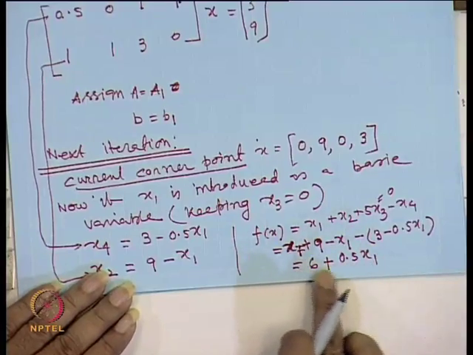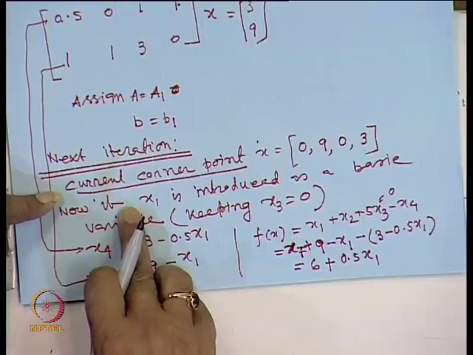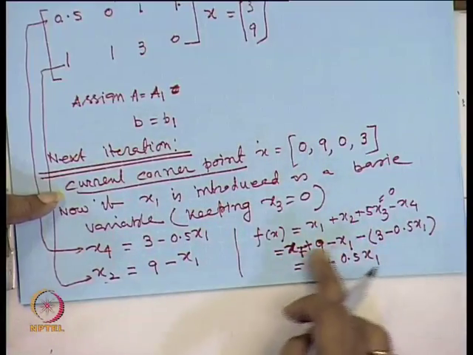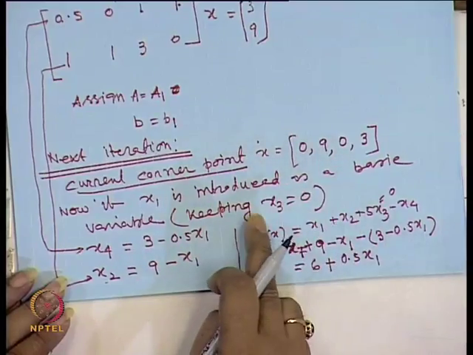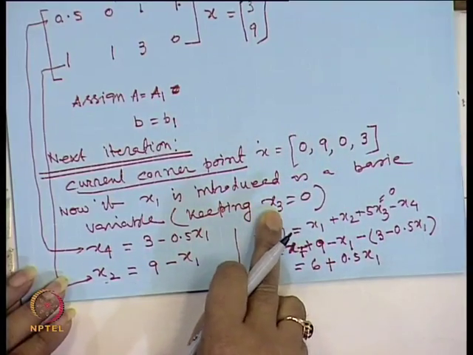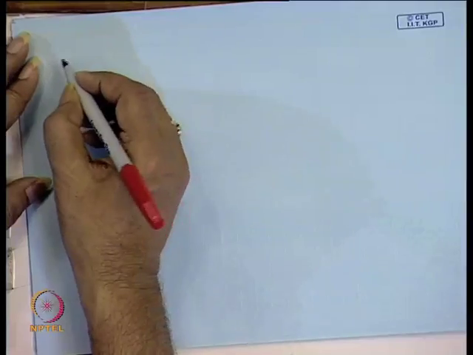Since x1 goes from 0 to a positive value, if we use x1 as a basic variable, this will increase the function value. So x1 cannot be the basic variable. Then what choice is left? x3. You try with x3.